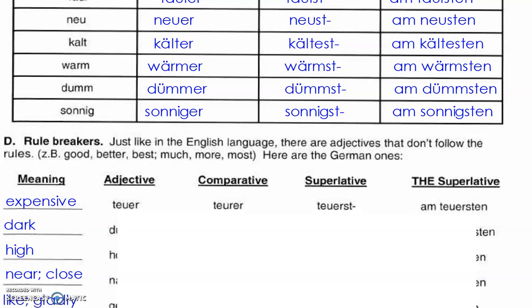Expensive is teuer, teurer, teuerst, am teuersten. What is kind of funny about this is the comparative form here. We drop that E in there. It's not teuerer, it's teurer. And then dark kind of does the same thing. Dunkel, it drops that E and it becomes dunkler.